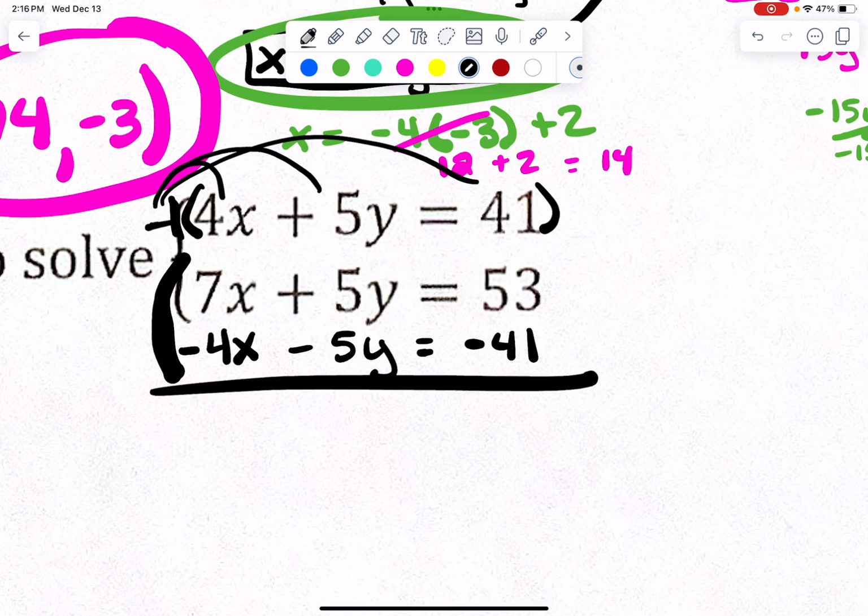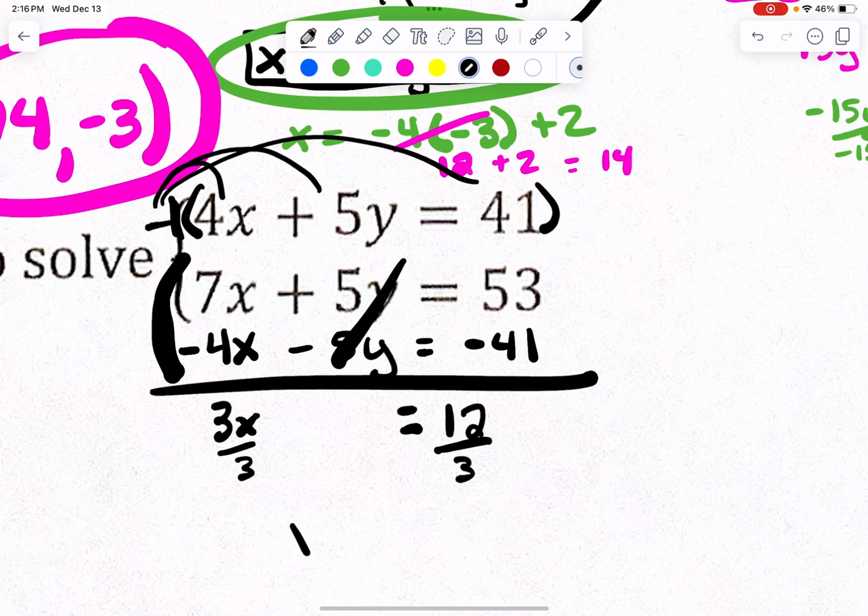All right, 7x and negative 4x gives me 3x. These two are going to cancel out. 5y and negative 5y cancels. And then here I get 53 minus 41 is 12. Then if I divide by 3, I get x is 4. Okay, so I'm already solved for a value.